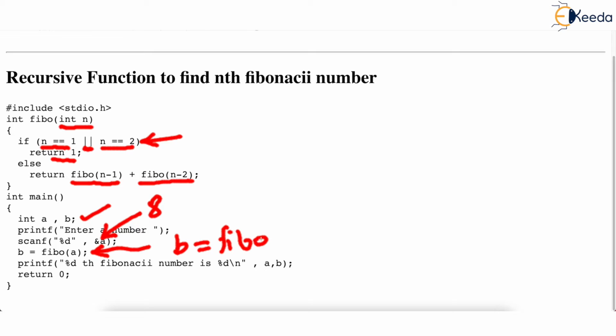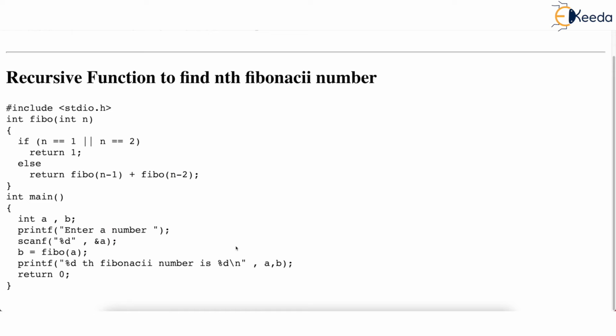But Fibo a means Fibo 8 because the value of a is 8. If I am then calling Fibo with the parameter 8, then I am interested in knowing what is the 8th Fibonacci number. And you know that's going to be 21. And finally, I print that result as a comma b. So this is the way that you can check what is the nth Fibonacci number using recursion.